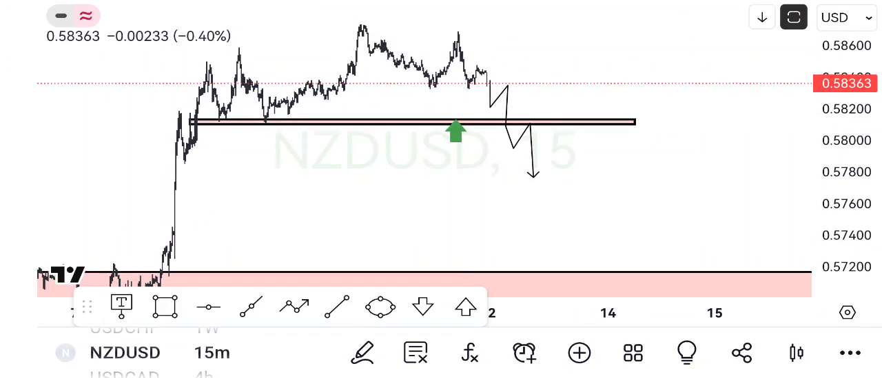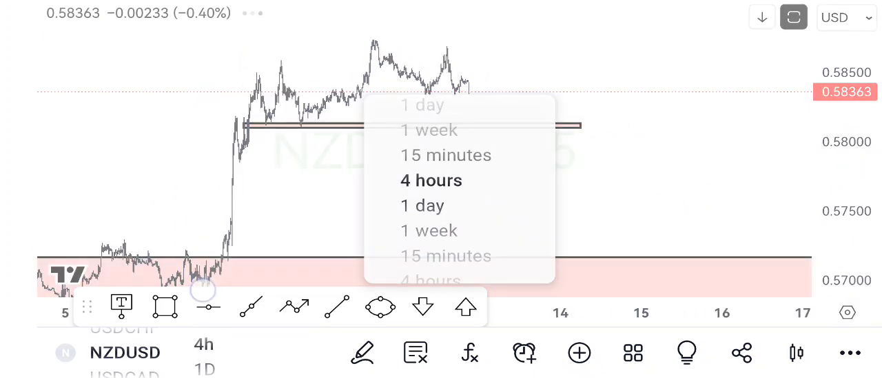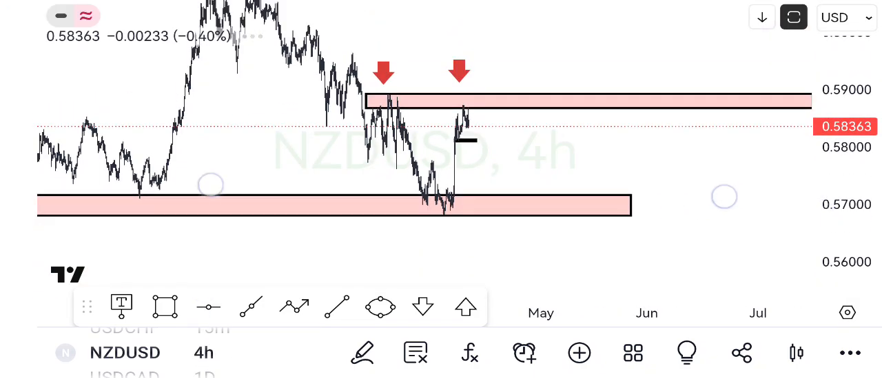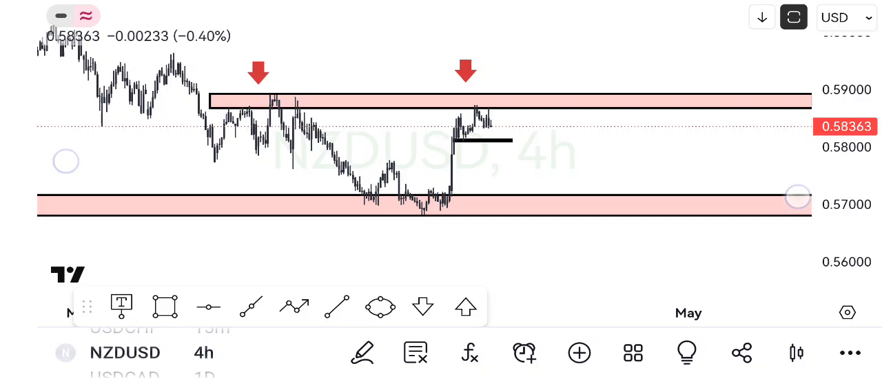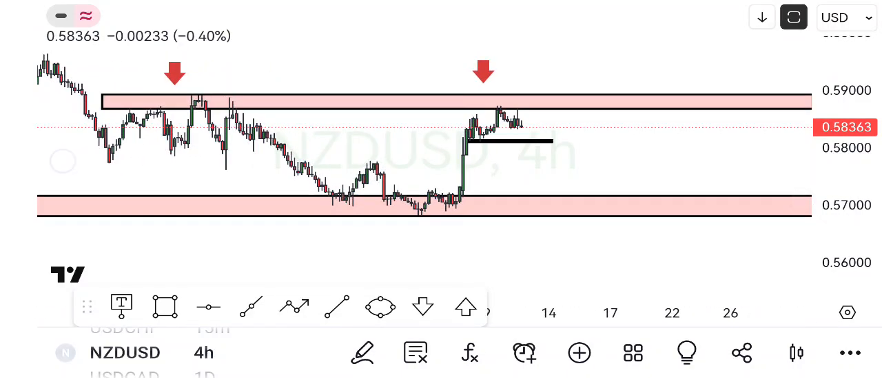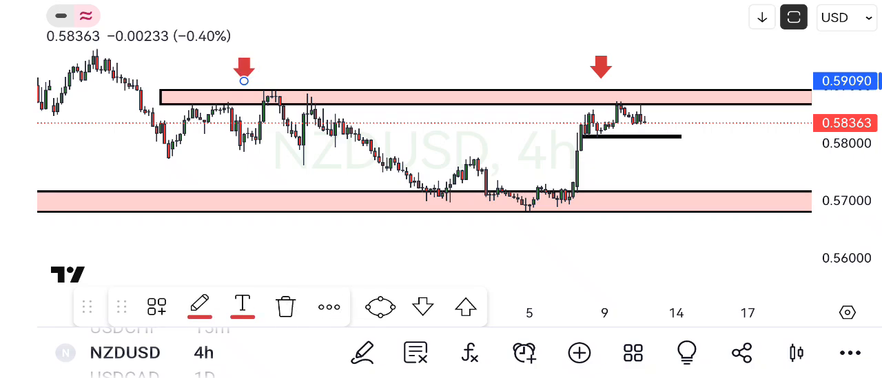So I hope you are finding this information very usable, guys. This is part 1 of NZDUSD, of how I would go about trading when the market opens.